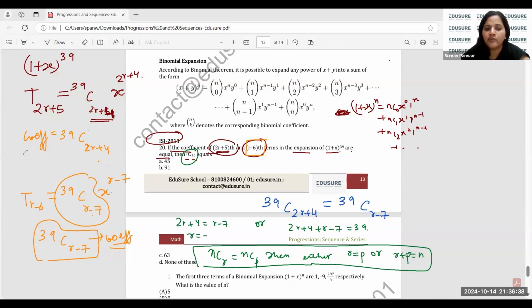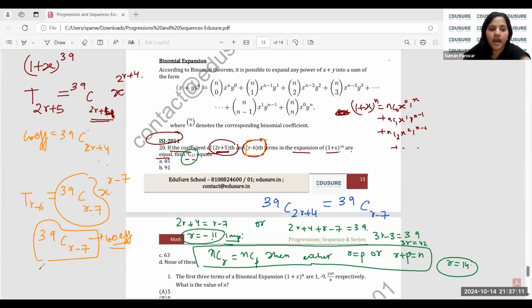From here the value of r will be minus 11, which is impossible. Why? Because I cannot choose negative things. If r is minus 11, it is going to be minus 11 C12, which is not making sense. I cannot choose 12 things out of minus 11 things. The number of things cannot be negative. Now let us look at the other case. This is going to be 3r minus 3 equals 39, so 3r equals 42, so r is coming out to be 14.